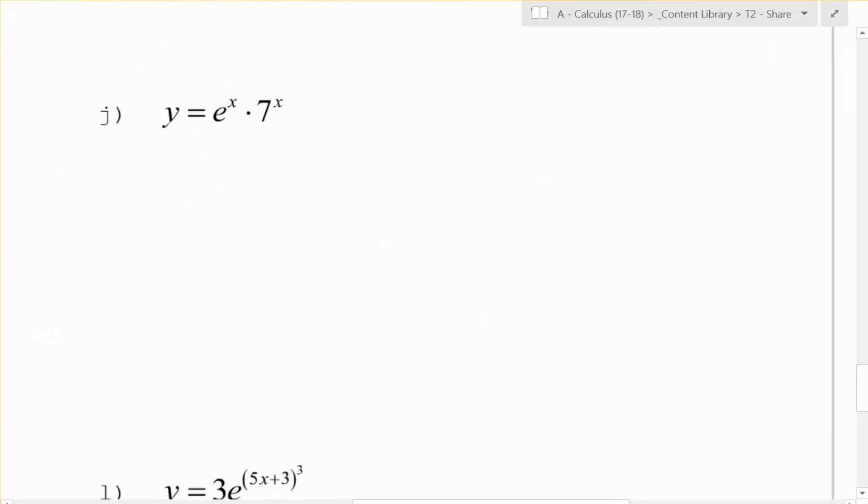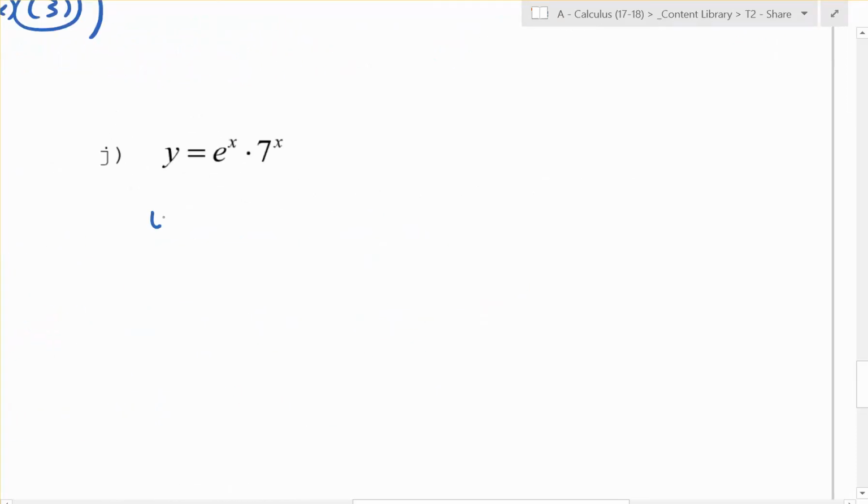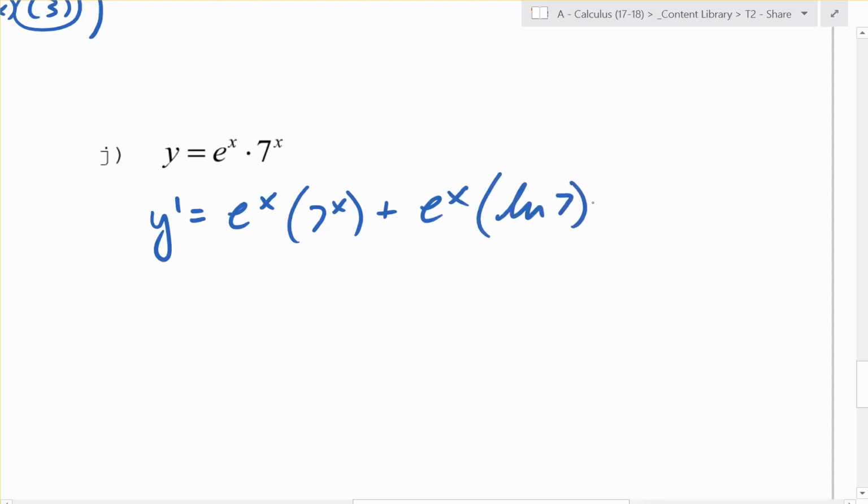What about this? Well, you can use the product rule. So the derivative of the first is e to the x times 7 to the x. That's the derivative of the first times the second, plus the first times the derivative of the second. And that's going to be ln 7 times 7 to the x.